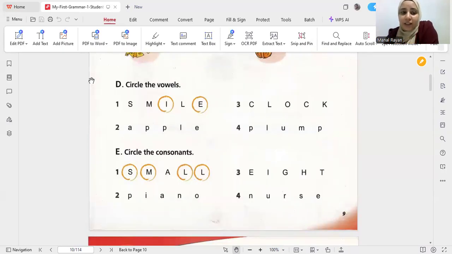Circle the vowels. We're gonna circle only the vowel letters. Okay, circle only the vowels. A and E. What else is a vowel? O here. What else is a vowel?